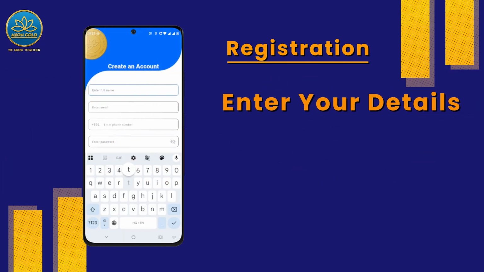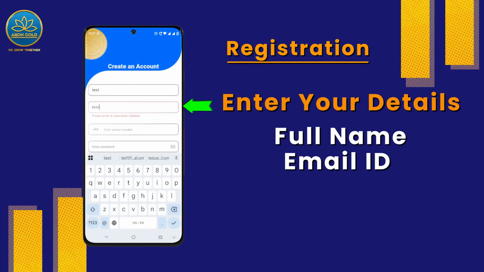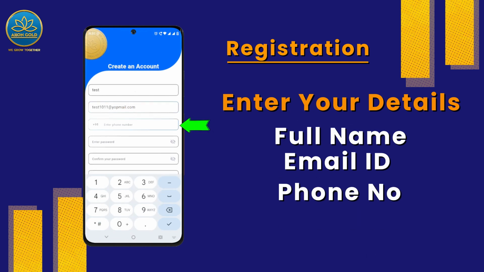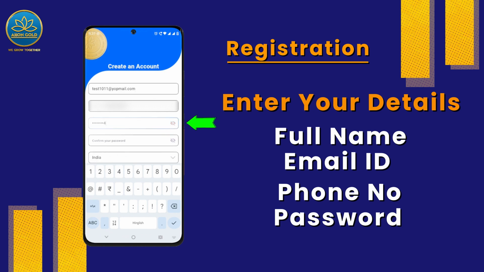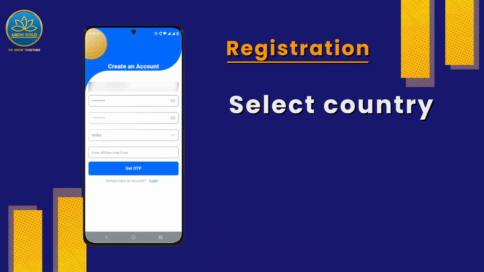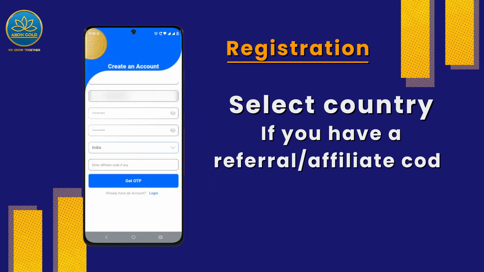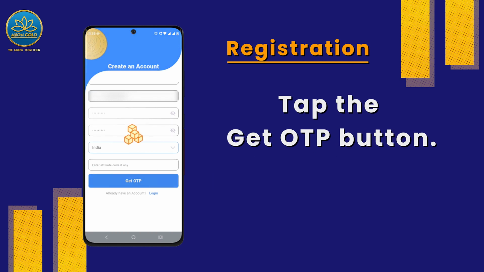Enter your details: full name, email ID, phone number, password. Confirm password. Select country. If you have a referral affiliate code, enter it here. Tap the Get OTP button.